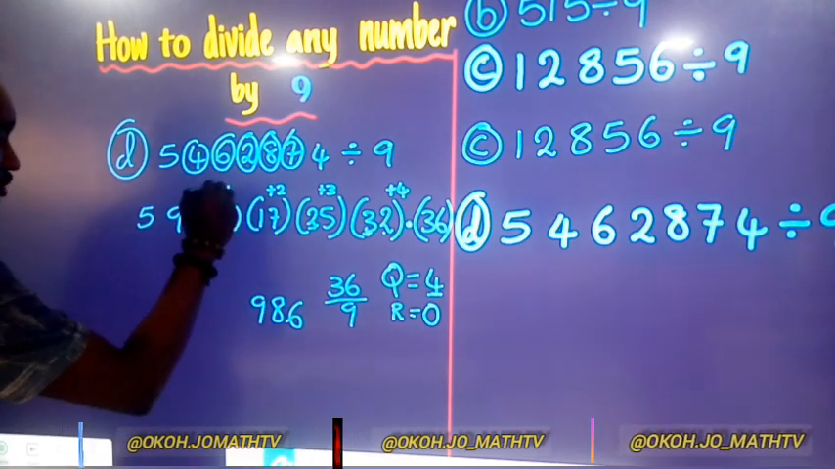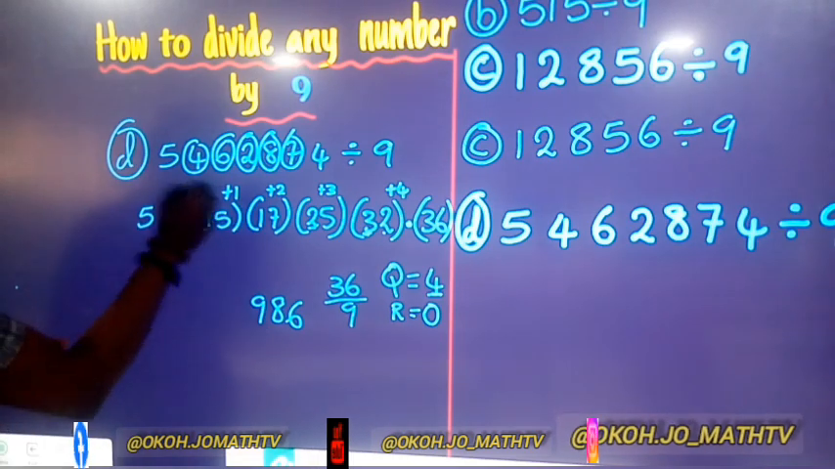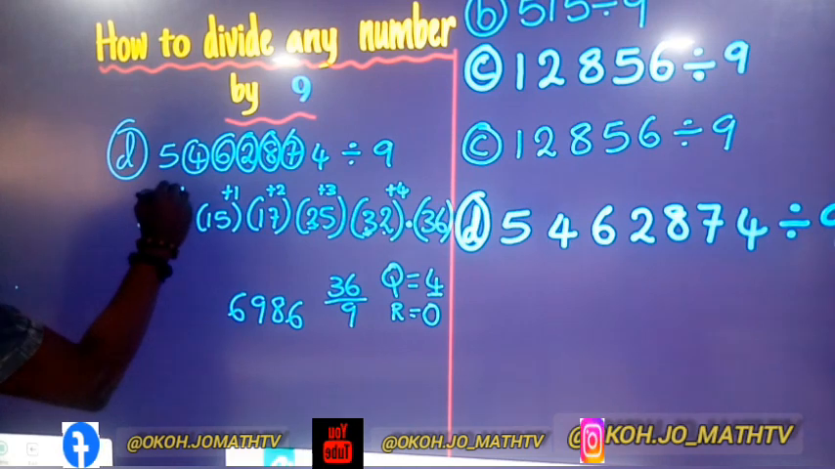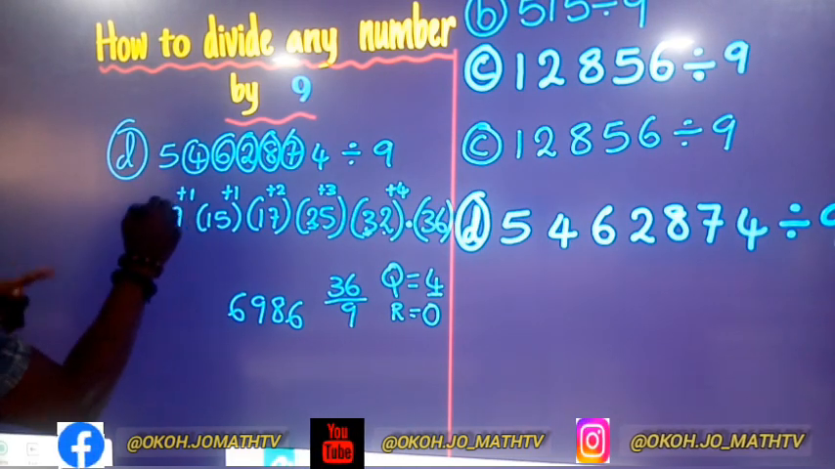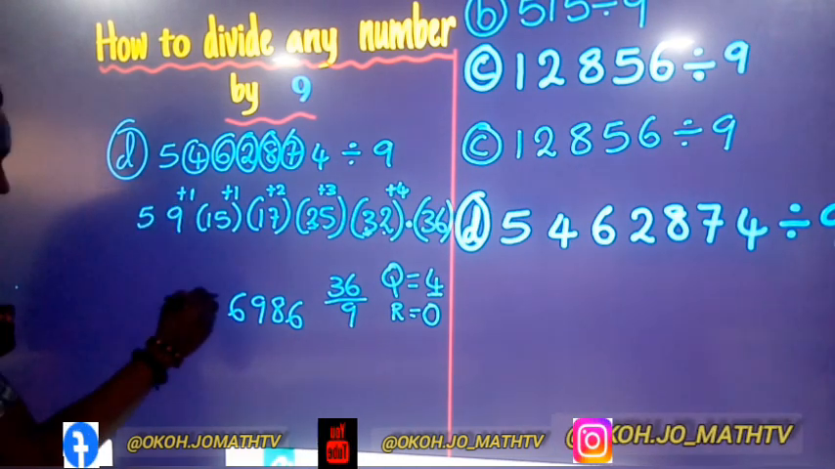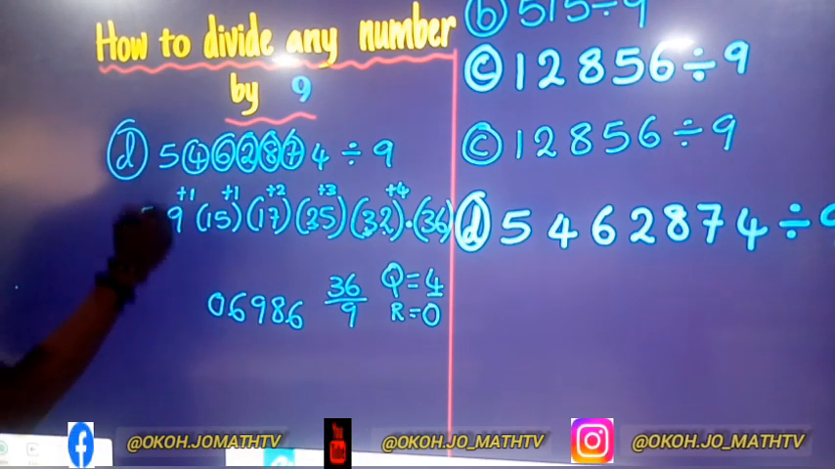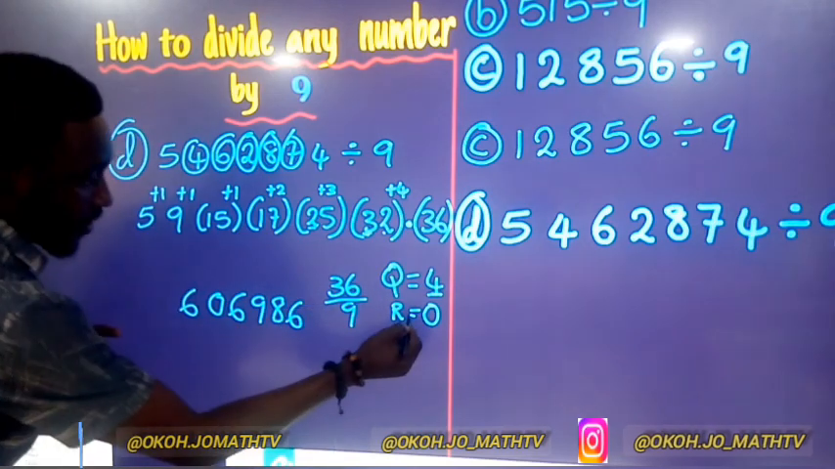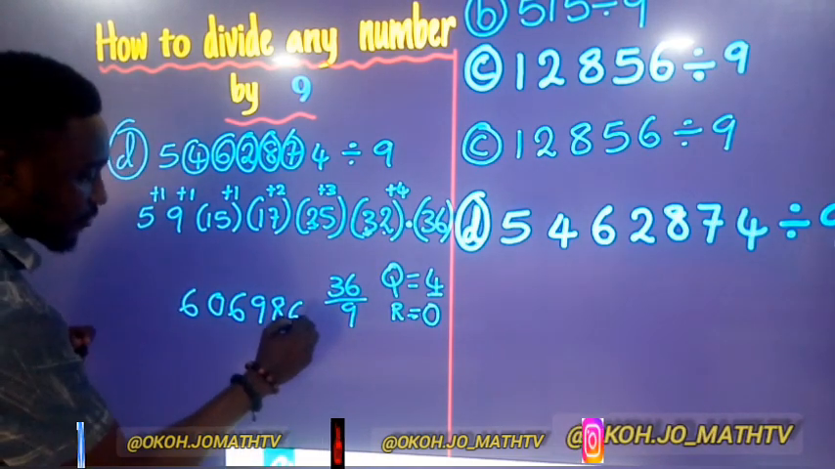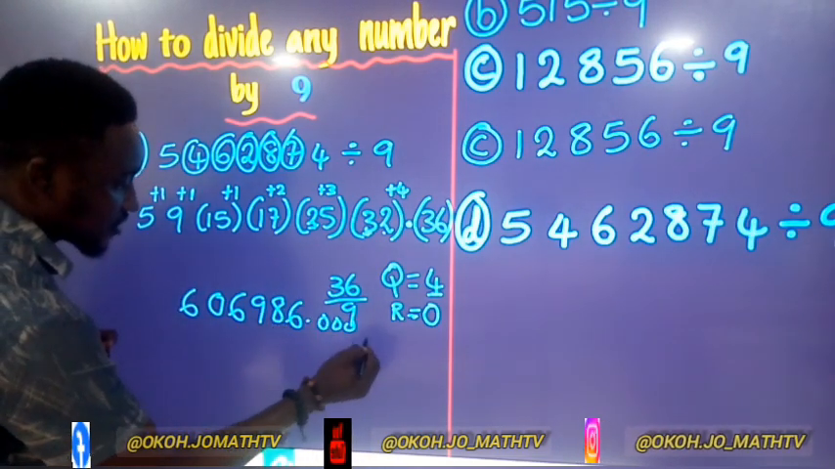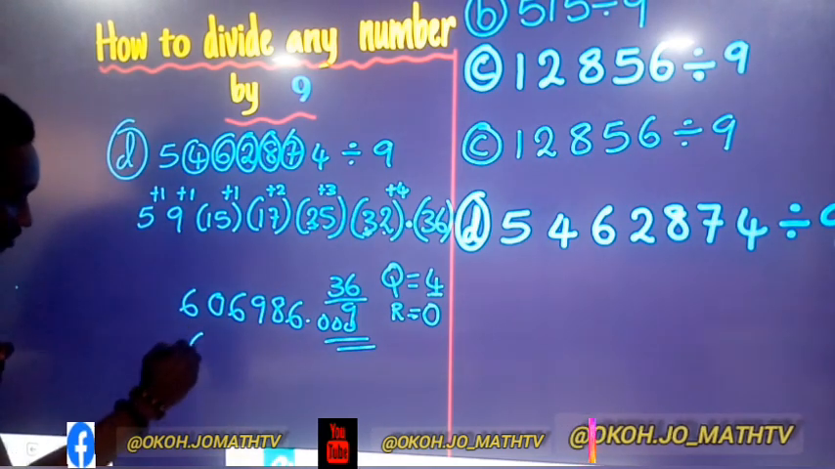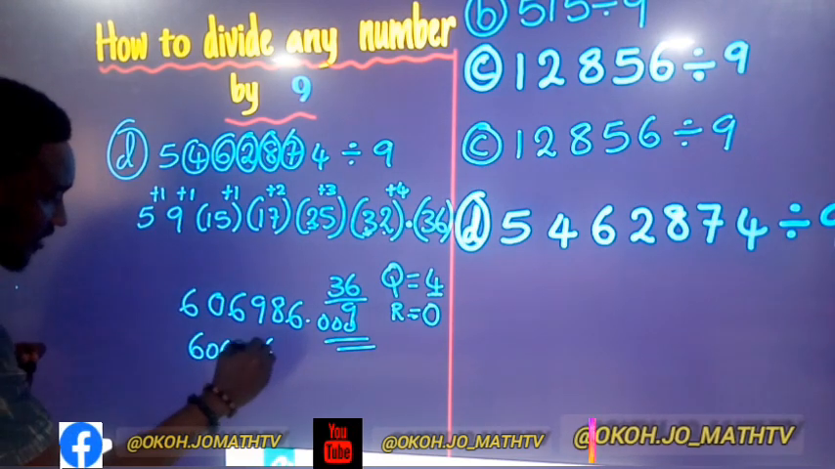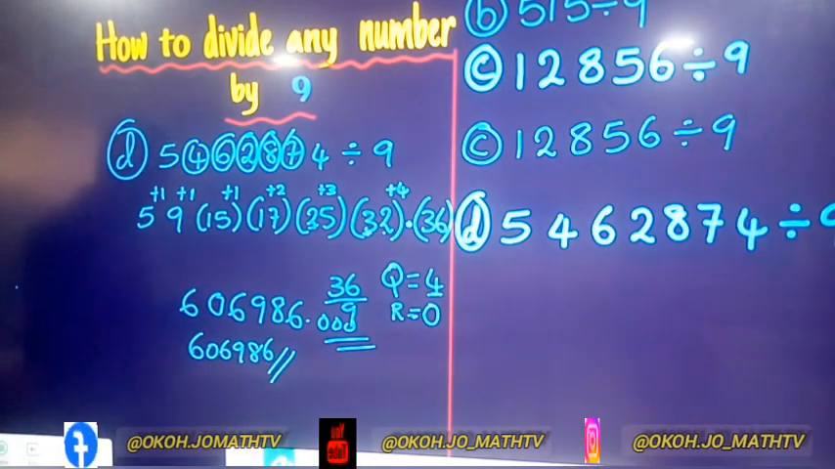We're left with 1 then 9. Take this 1 and add up here. 5 plus 1 is 6. Take this 1 and add up here. Is that okay? So 9 plus 1 is 10. Take the 1 from the 10 and add up here. So this is 6. Remember that our remainder was 0. So you have 0.000, which is not very relevant. So our final answer is 606,986. Is that okay? As simple as that.